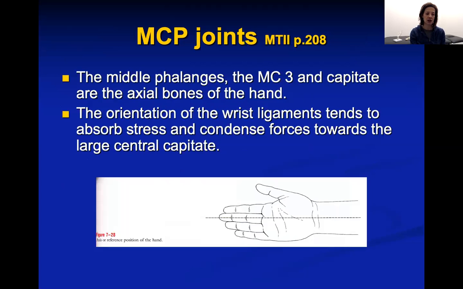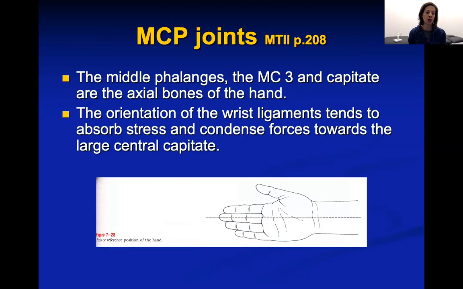The MCP joint, so metacarpophalangeal. So now we're moving up to the metacarpophalangeal joints. We had been on the CMCs. Now we're going to move up here to the head of the metacarpals and the base of the proximal phalanges. So the middle, the MC3 and the capitate, are the axial bones of the hand.